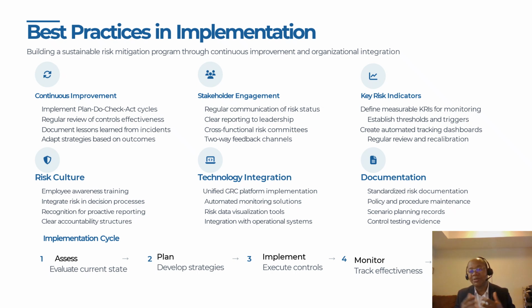Again, the implementation cycle usually starts from assessing your risk or assessing the situation by ensuring you evaluate the current state of things. Then you plan by developing strategies that will help mitigate the identified risk. You execute by implementing those controls. Then you monitor. You want to track how effective your systems are. And finally, you review. Ensuring periodic review is crucial.